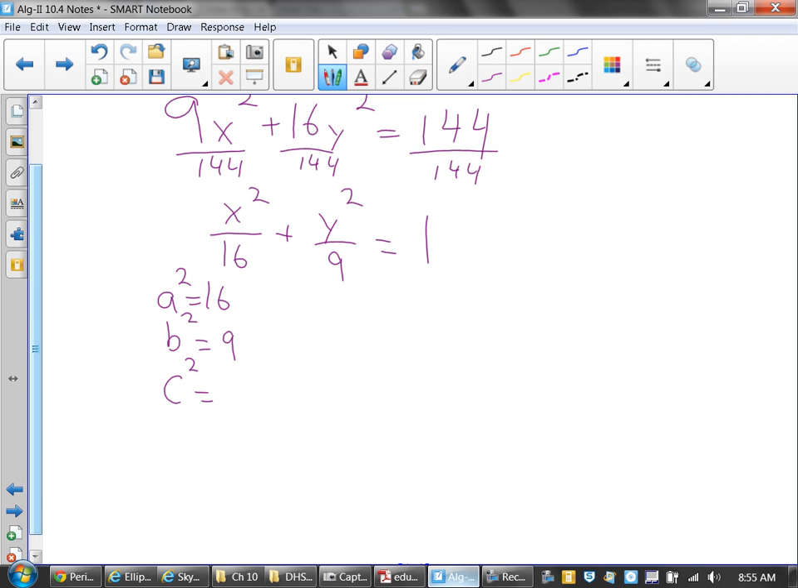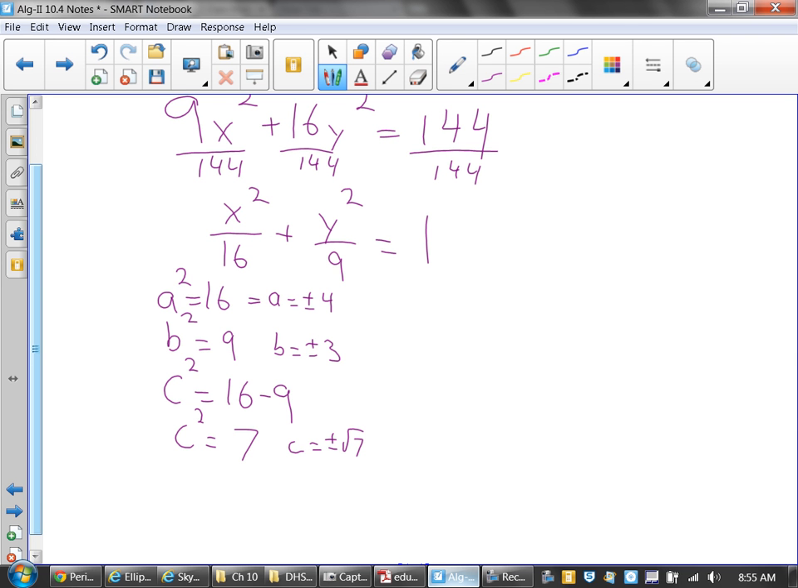c squared is going to equal 16 minus 9. So what is c squared going to equal? Remember, I'm just taking a squared and b squared. a squared is 16, b squared is 9. So 16 minus 9 is 7. All right? So that means that my value of a is going to equal plus or minus 4. b is going to equal plus or minus 3. And c is going to equal plus or minus root 7.